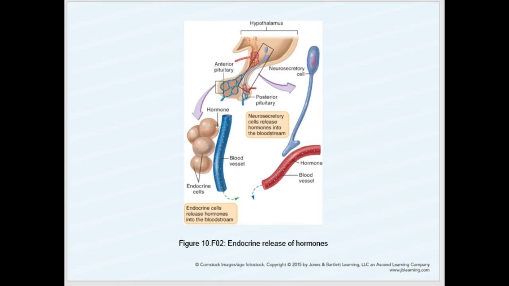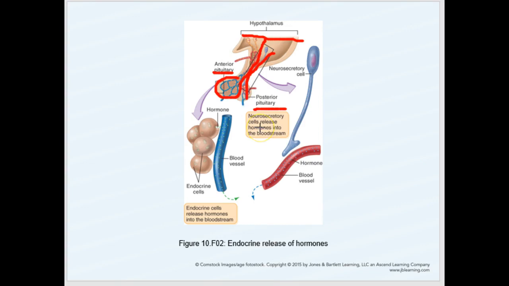Here is a closer look at the hypothalamus, and the hypothalamus really is kind of like a nondescript area underneath the thalamus. The hypothalamus is actually connected to the pituitary by a little stalk here, and the pituitary is split into the anterior pituitary and posterior pituitary.